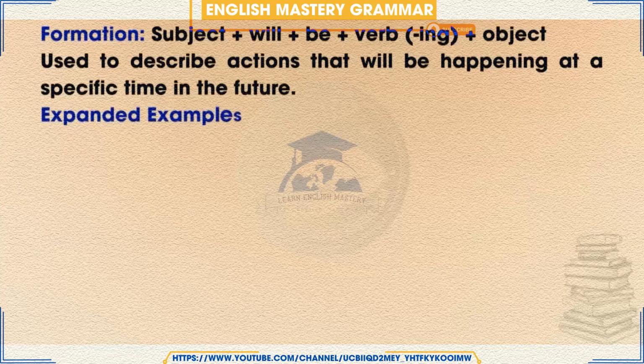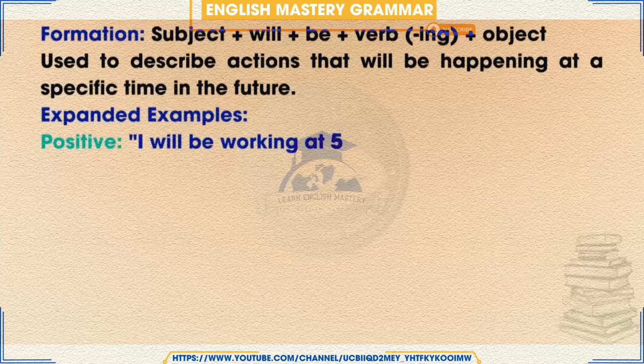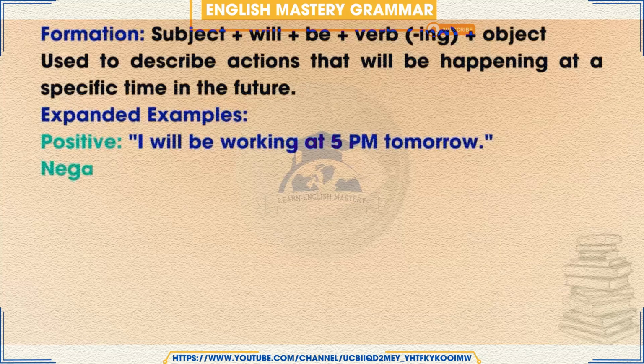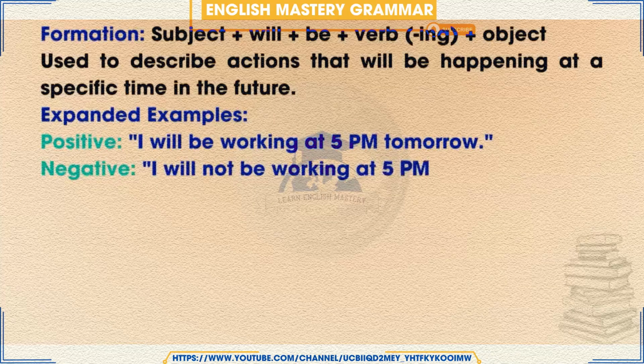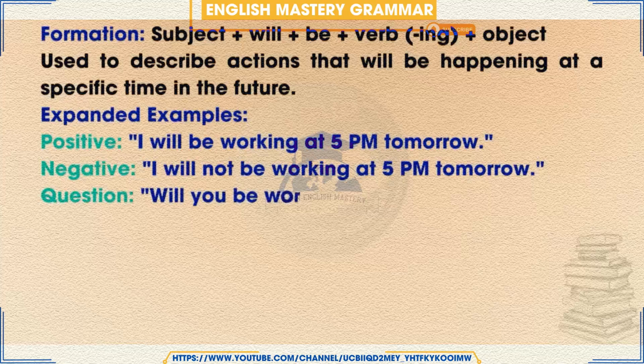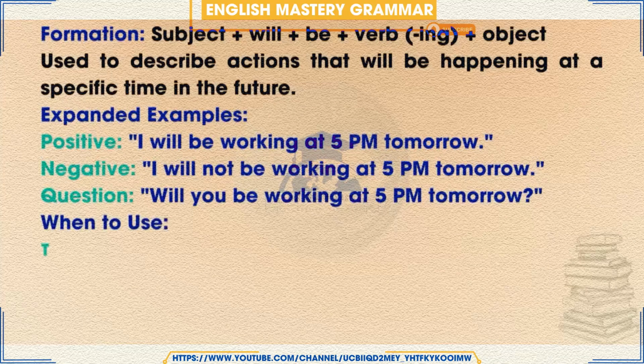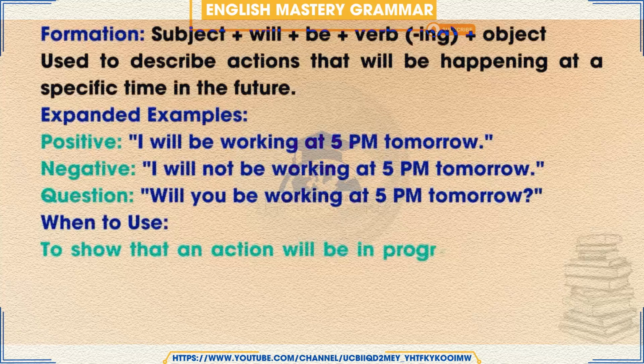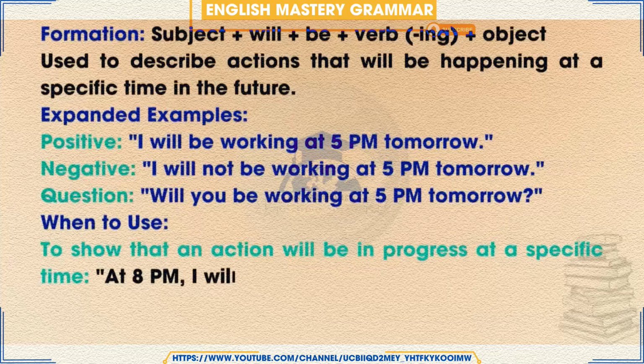Expanded examples. Positive: I will be working at 5 p.m. tomorrow. Negative: I will not be working at 5 p.m. tomorrow. Question: Will you be working at 5 p.m. tomorrow? When to use: to show that an action will be in progress at a specific time. At 8 p.m., I will be watching a movie.